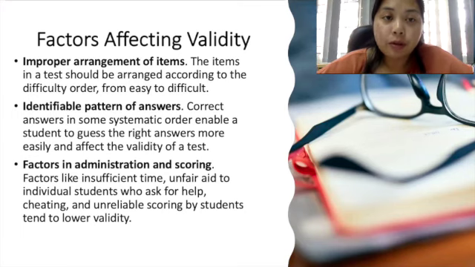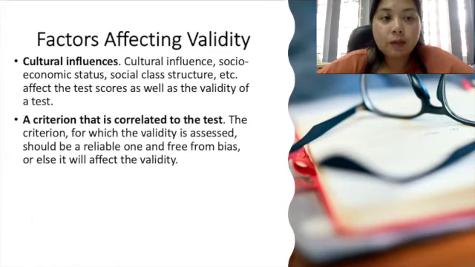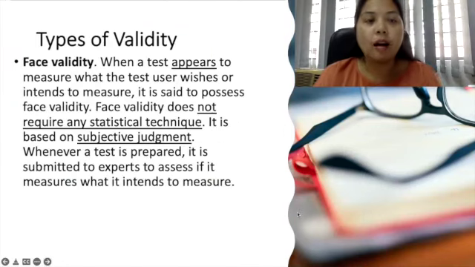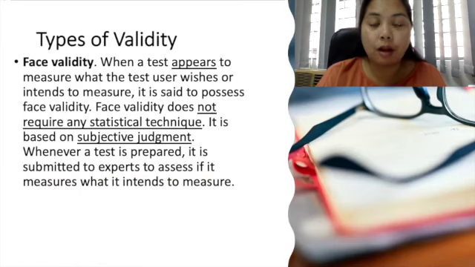Administration and scoring factors may also affect validity. Factors like insufficient time, unfair aid to individual students who ask for help, cheating, and unreliable scoring by students tend to lower validity. Cultural influences, socioeconomic status, social class structure, and others may also affect the test scores as well as the validity of test. The last one is a criterion that is correlated to the test. The criterion for which the validity is assessed should be a reliable one and free from bias, or else it will affect the validity. All right, now let's have the different types of validity.